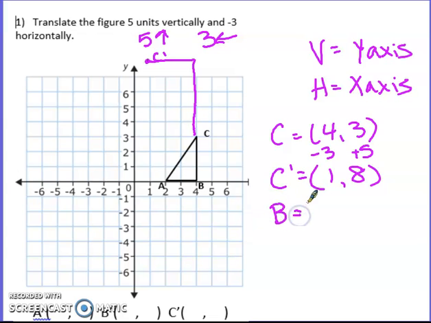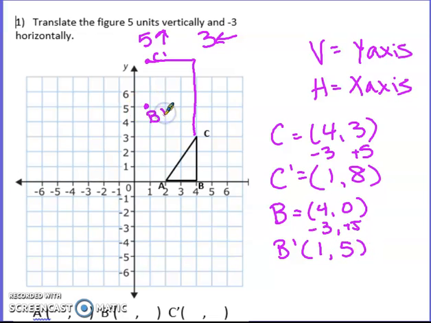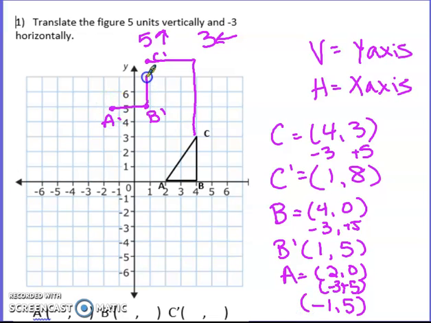If I look at B, B is at 4, 0. So again, I'm going to subtract 3, and I'm going to add 5. So B prime is at 1, 5. If I do the same for A, A is at 2, 0. So again, subtract 3, add 5. I get negative 1, 5. So negative 1, 5, A prime.